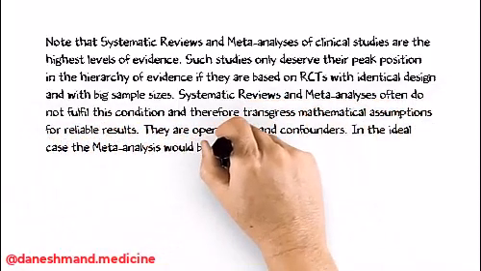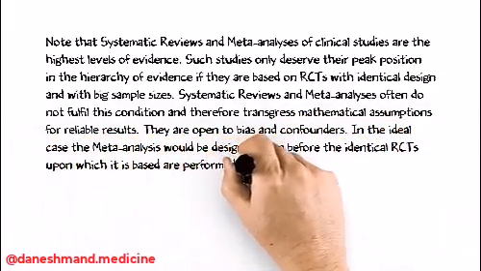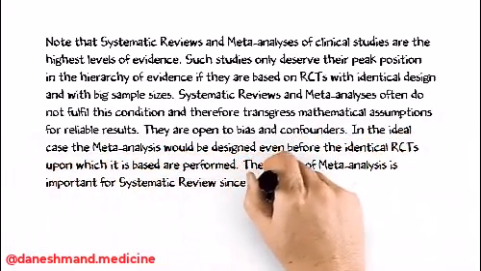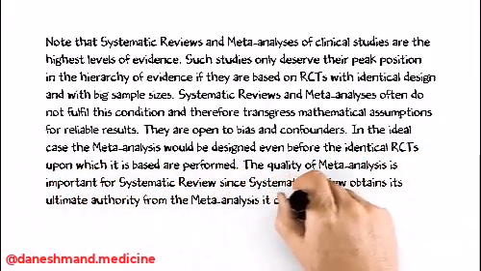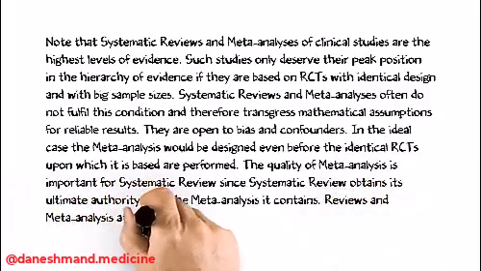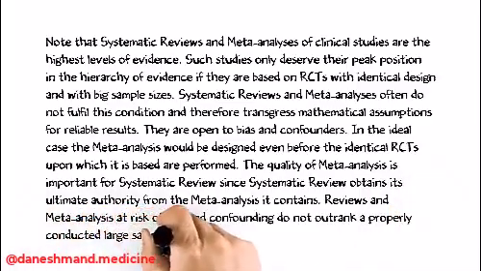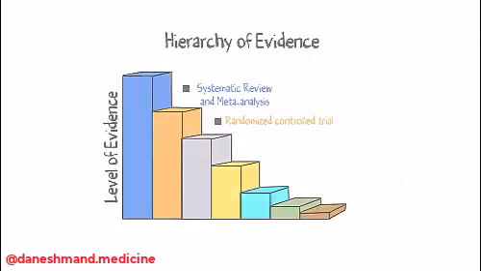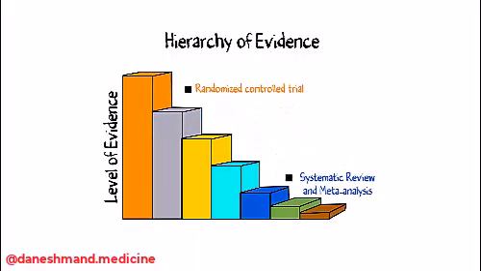In the ideal case, the meta-analysis would be designed even before the identical RCTs upon which it is based are performed. The quality of meta-analysis is important for systematic review, since systematic review obtains its ultimate authority from the meta-analysis it contains. Reviews and meta-analyses at risk of bias and confounding do not outrank a properly conducted large sample size RCT. Biased or confounded studies fall significantly down the hierarchy of evidence, even all the way to the bottom.